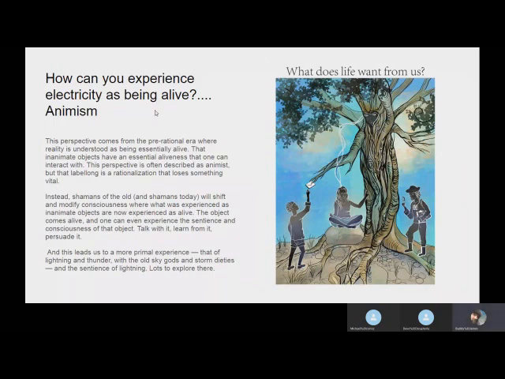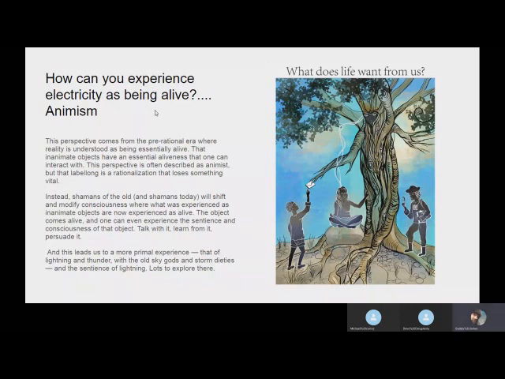So this is a little bit of animism, and how can you experience electricity as being alive? This perspective comes from a pre-rational era where reality is understood as being essentially alive, that inanimate objects have an essential awareness that one can interact with. This perspective is also described as animist, but that long label is a rationalization that loses something vital.